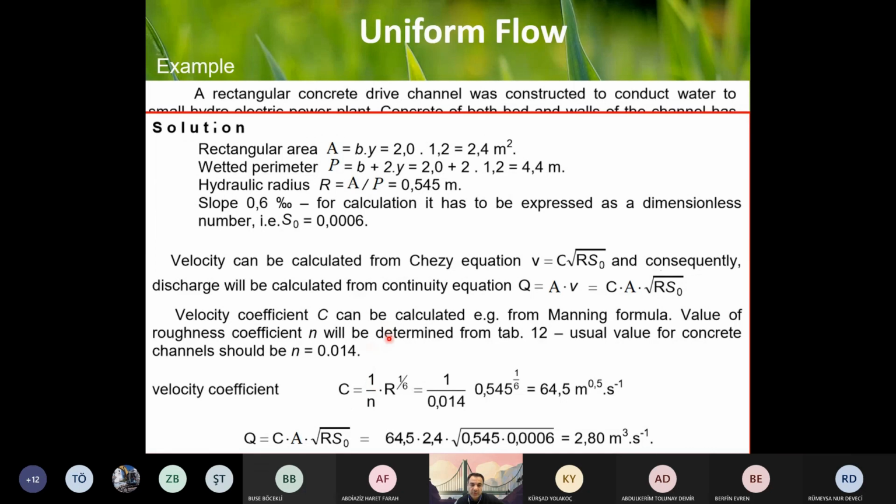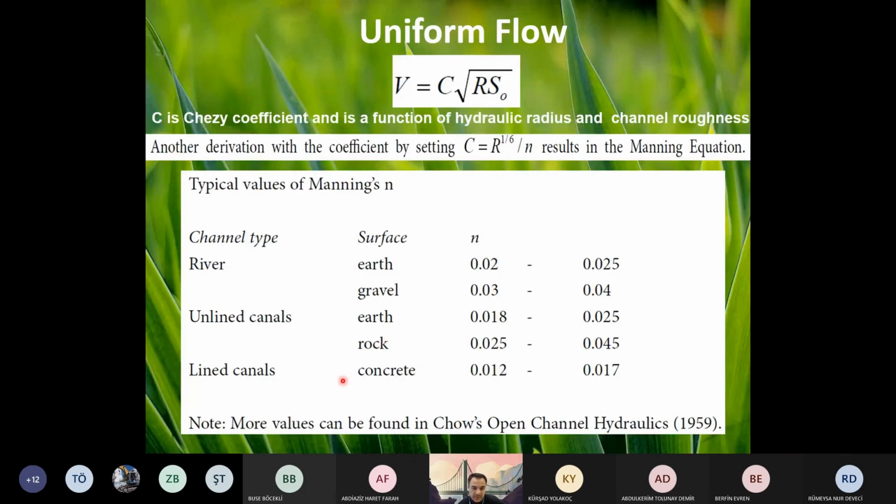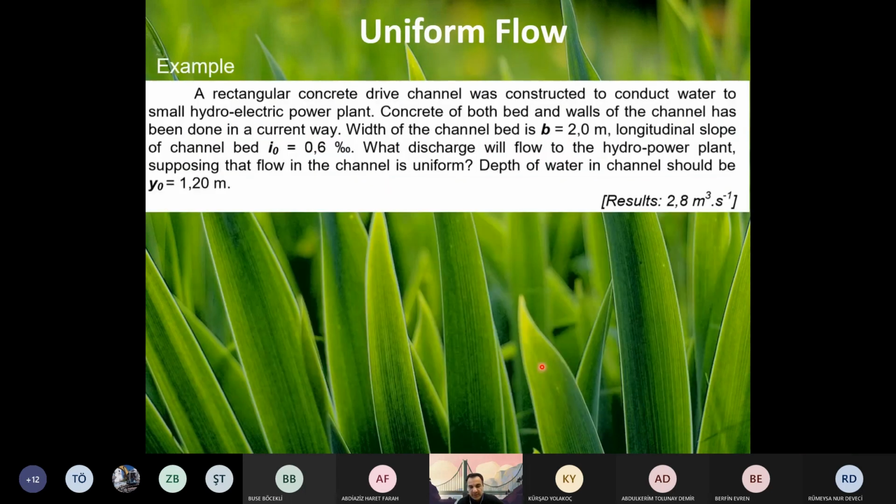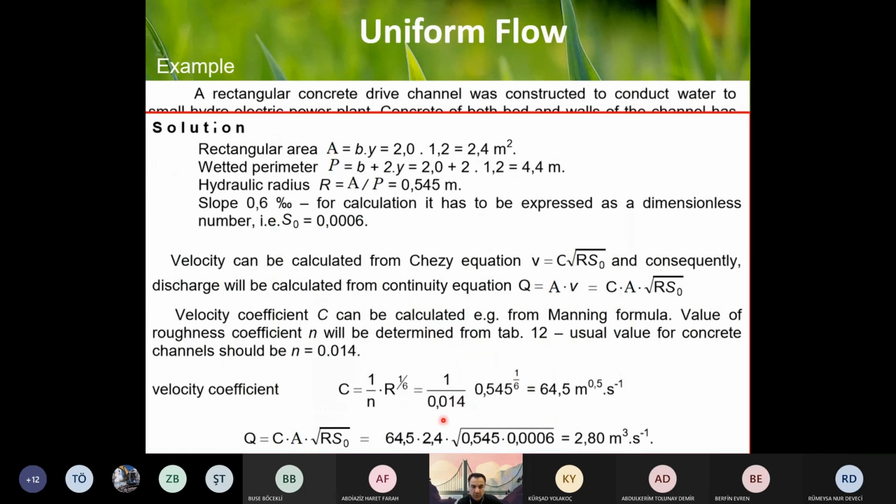Let's go to the previous slide and find it. Concrete lining Manning coefficient is something between 0.012 and 0.017. And the question says that the lining is in the direction of flow. It means that it is high quality lining, you know. Therefore, we can go to somewhere average between 0.012 and 0.017. You see that in this example, we used 0.014.